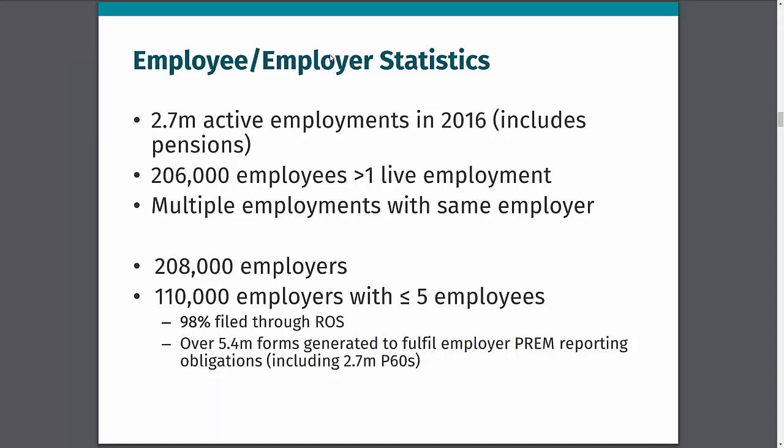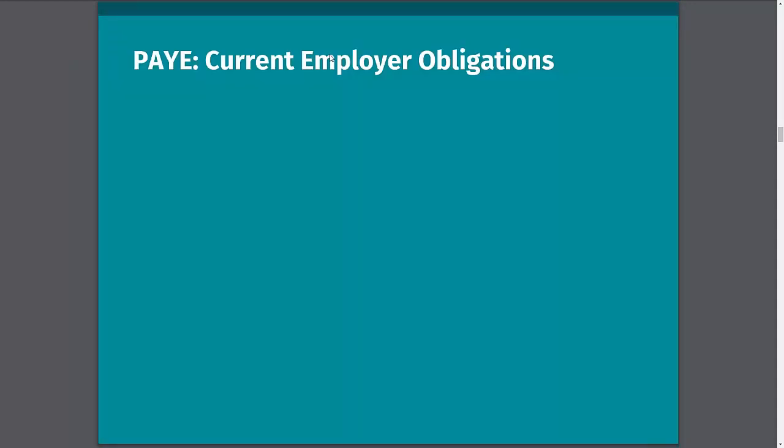We currently have 208,000 employers registered with Revenue, and 110,000 of those employers have less than 5 employees. And that's something that we're very cognizant of and that we're working to ensure that those employers can manage the new system and will have options to be able to file what's required under the new system. 98% of our existing cohort of employers filed through ROS, and currently we are processing approximately 5.4 million forms. So that's forms that both the employer and Revenue have to process. So that job of work will now be abolished.